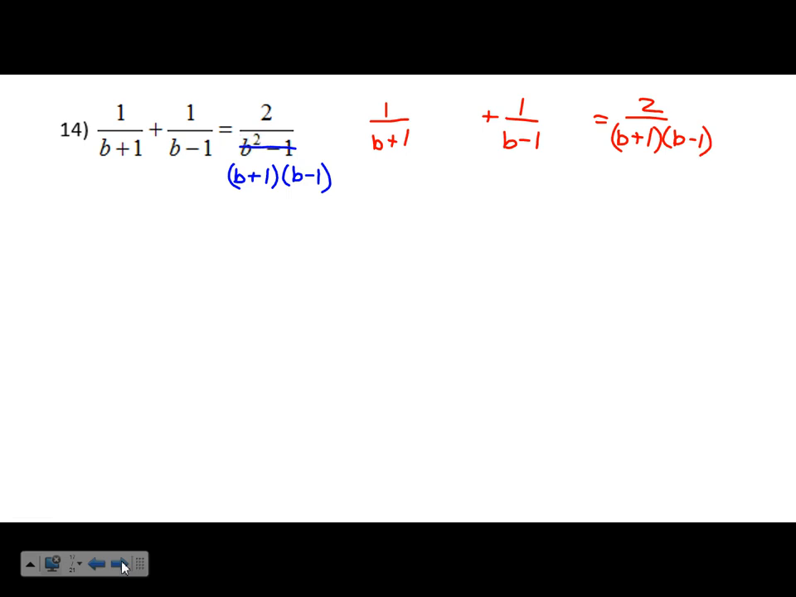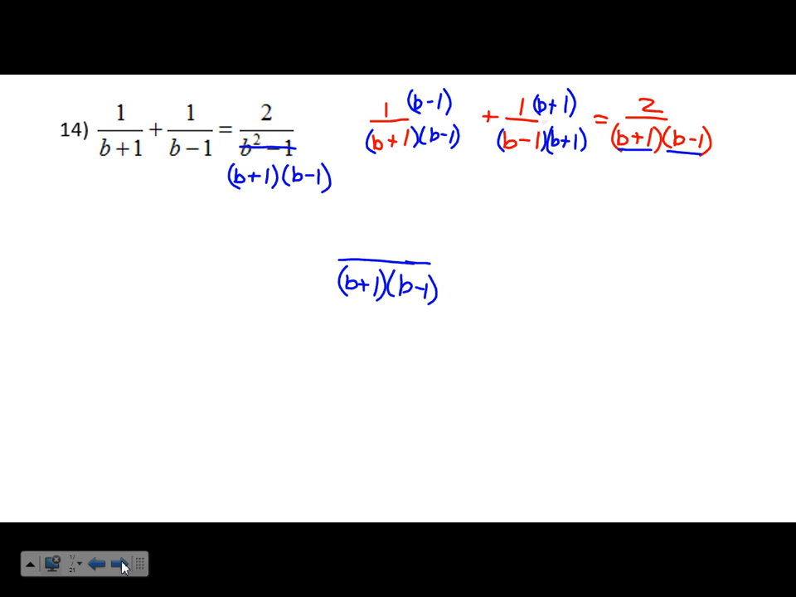So to get all these to be the same, this one needs a b minus 1. This one has a b minus 1, so it needs a b plus 1. Top and bottom, same thing we've been doing. This one has a b plus 1 and a b minus 1, so we're good to go. Now all of them have b plus 1 and b minus 1.